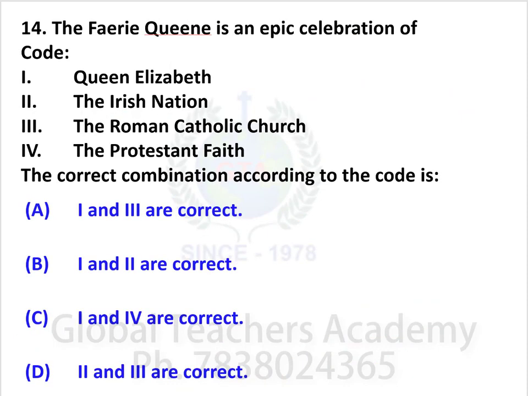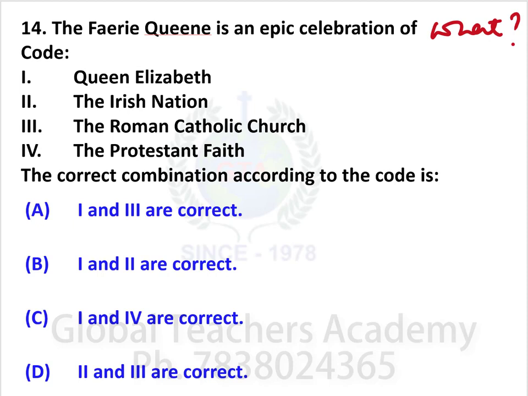Next question. The Fairy Queen is an epic celebration of what? Is it of Queen Elizabeth, Irish nation, Roman Catholic Church, or the Protestant faith? So the correct combination: is it 1 and 3, Queen Elizabeth and Roman Catholic Church? Is it 1 and 2, Queen Elizabeth and Irish nation? Is it 1 and 4, Queen Elizabeth and Protestant faith? Or is it 2 and 3, which is your D option, the Irish nation and the Roman Catholic Church?